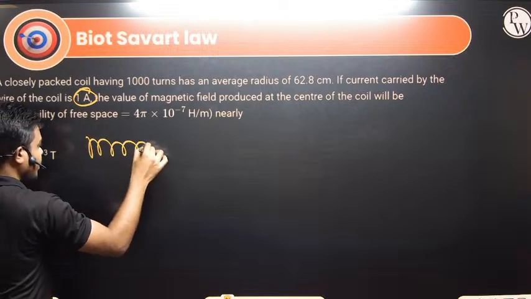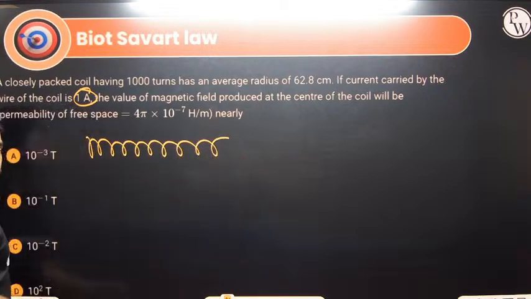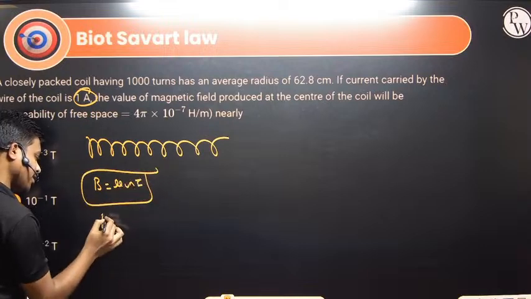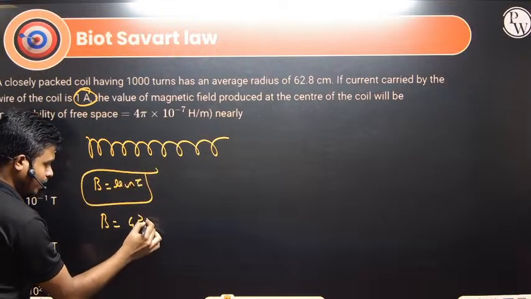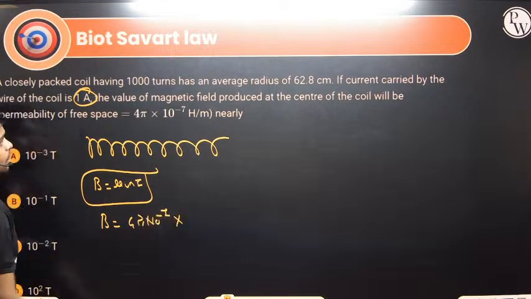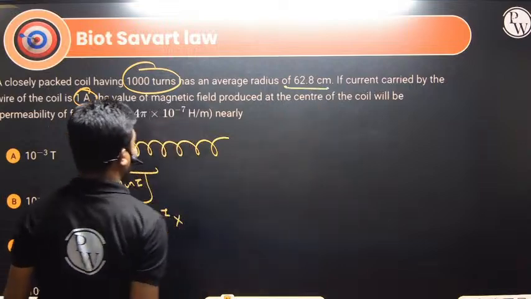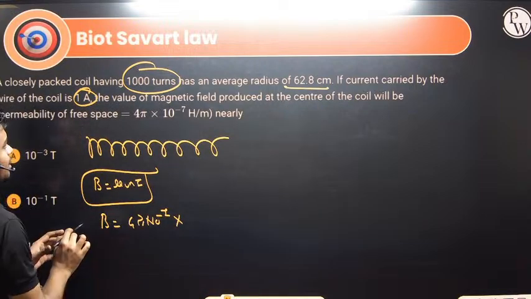Here we have a solenoid. We have to use the formula of the solenoid. What is the formula? We have B equals mu naught N I. What is the mu naught value? 4 pi into 10 to the power minus 7, into how many turns it has? 1000 turns. They have not given the length here.